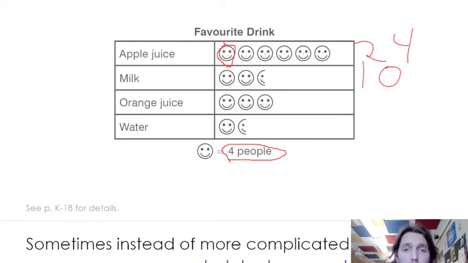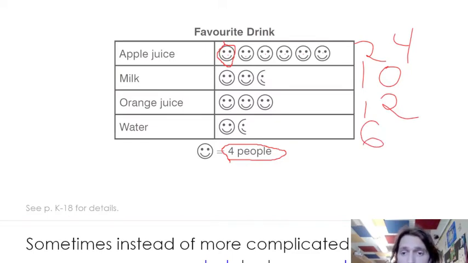And now let's go to orange juice. 4, 8, 12. So we have 12 people that like orange juice. And let's go to water. So we have 4, and then remember what's half of 4? 2. So 4 plus 2 equals 6. So 6 people are the healthiest and are just drinking water, which is a good thing.